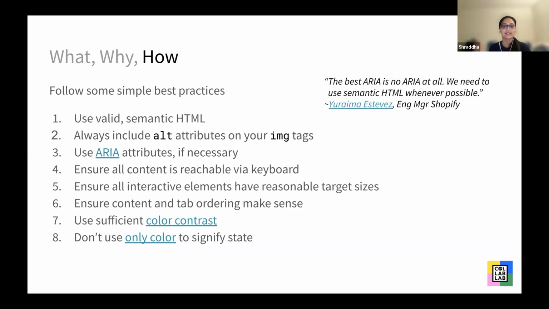Don't use only color to signify state. Non-visual or visually impaired users who cannot access color must be taken into account when using color to emphasize elements. Information conveyed with color must also be communicated textually to be effective. So these are the basic things that, if we keep them in mind while writing code and designing websites, will make a difference.